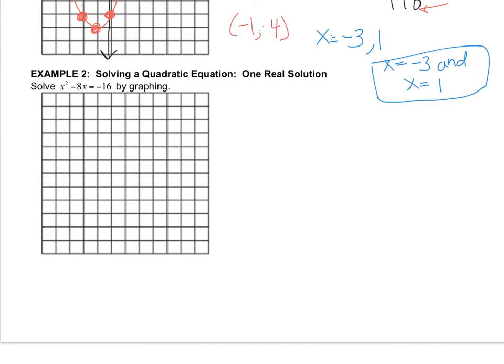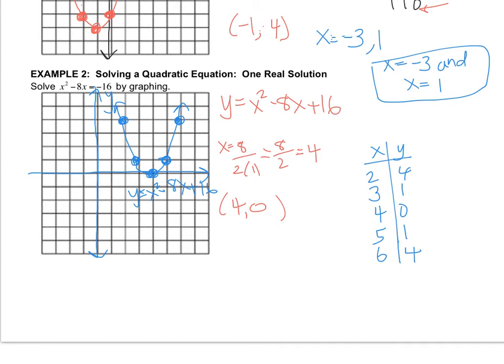Alright, now I'd like you to pause the video. Since we did a whole bunch of graphing in Chapter 8, I want you to graph this one, but remember you can't graph it until everything's on one side. So let's look at this. We have to move the 16 over to the left. So before you do anything, you have to make this say y equals x squared minus 8x plus 16. Now pause the video and graph. Now when you look at this parabola, it only has one intercept right here. And that's the point where x equals 4.